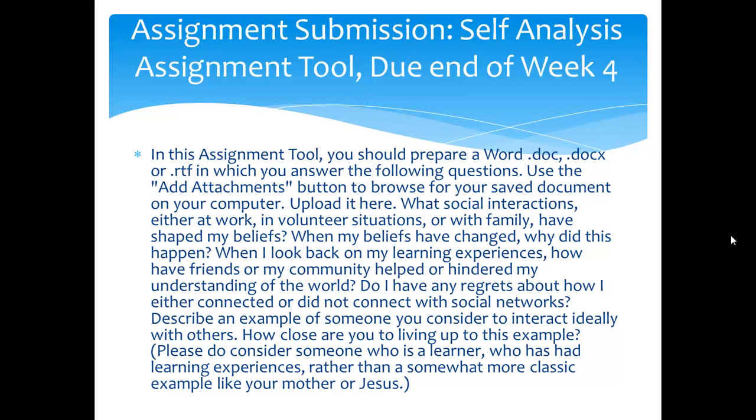First up, you'll want to work on your assignment tool for this particular section of the course. Make sure that you're thinking about the questions that you see within this paragraph. First of all, what social interactions, either at work or in volunteer situations or with your family, have shaped your beliefs? When your beliefs have changed, why did this happen? When you look back on your learning experiences, have your friends or your community helped or hindered your understanding of the world?